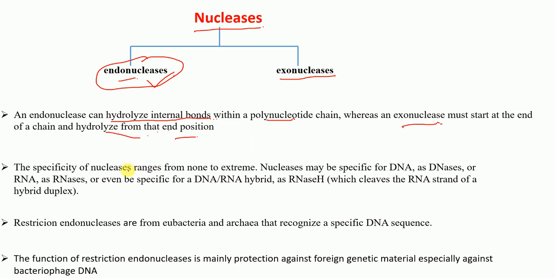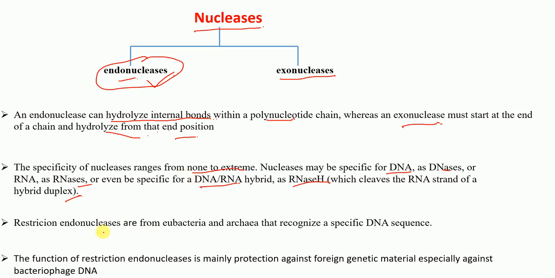The specificity of nucleases ranges from none to extreme. That means that nucleases may be specific for DNA as DNases, or for RNA as RNases, or even specific for a DNA and RNA hybrid. For example, RNase H, which cleaves the RNA strand of a hybrid duplex. So this is point number one.